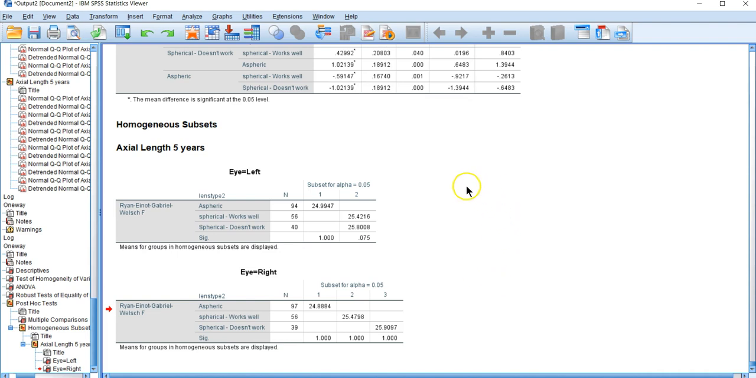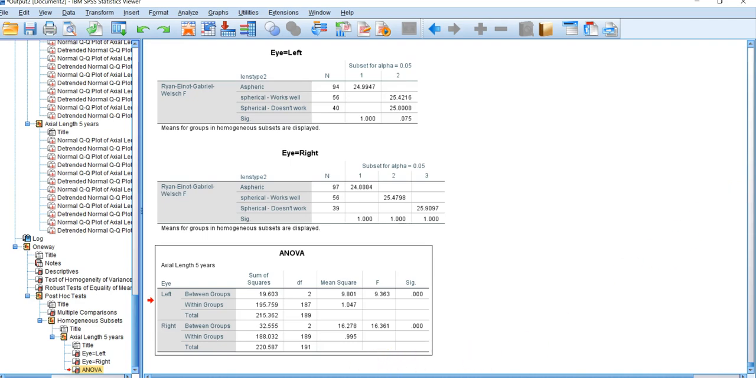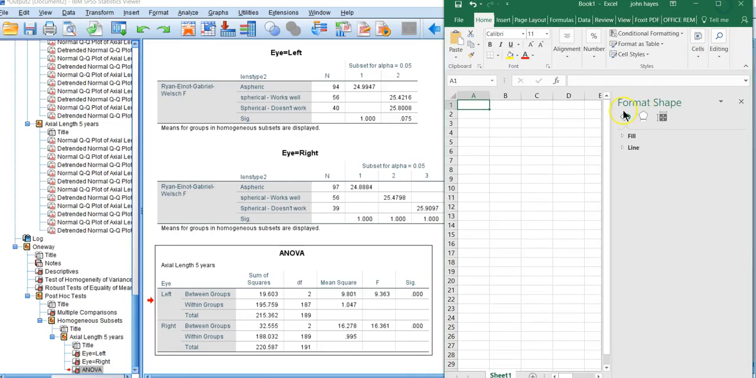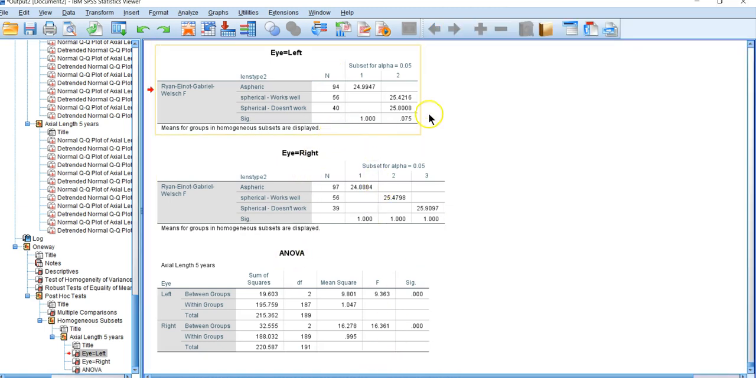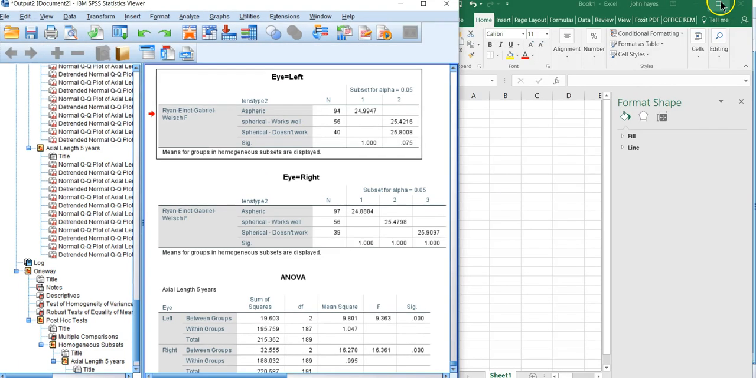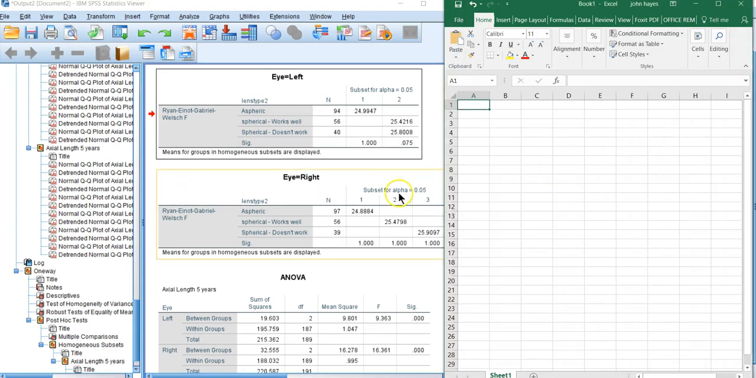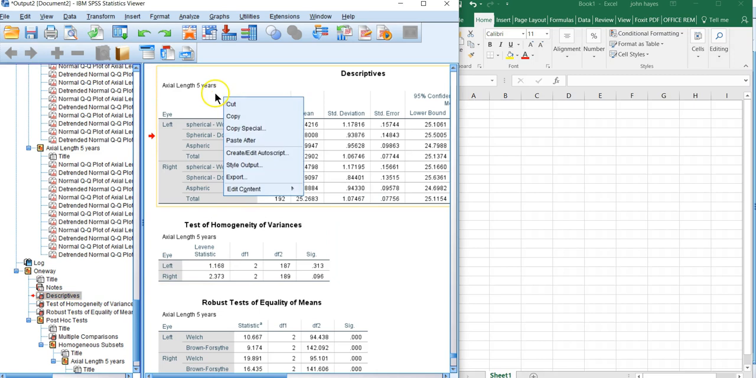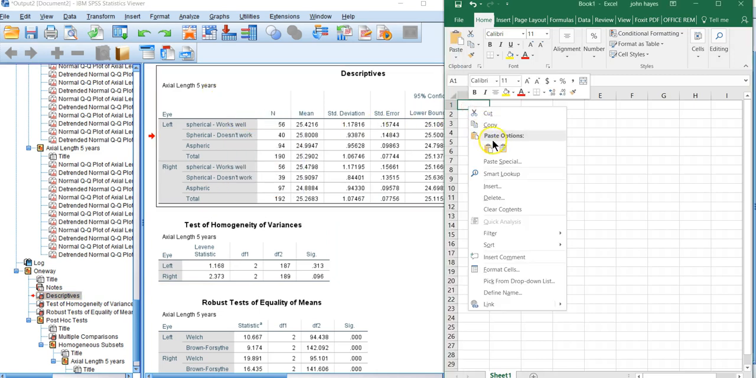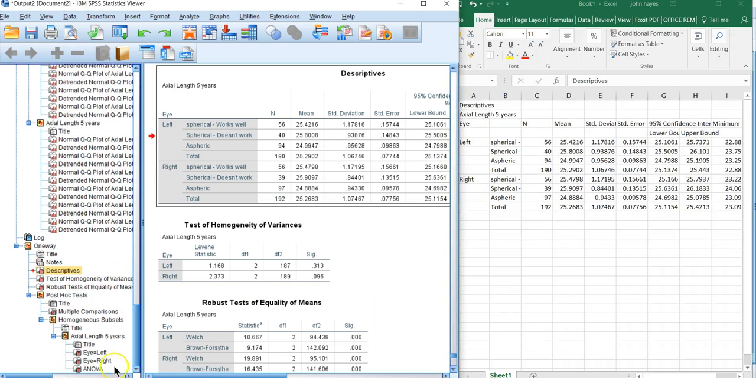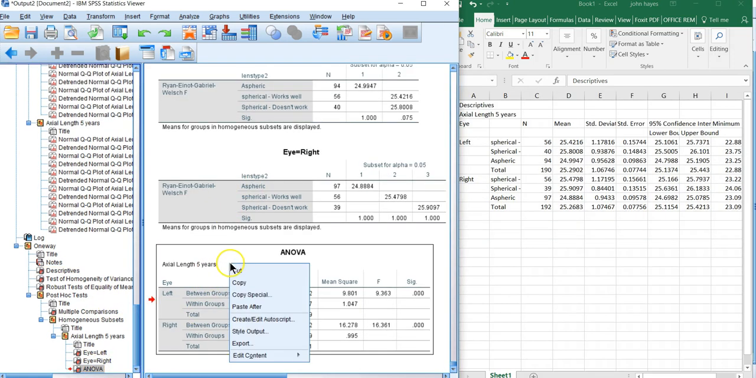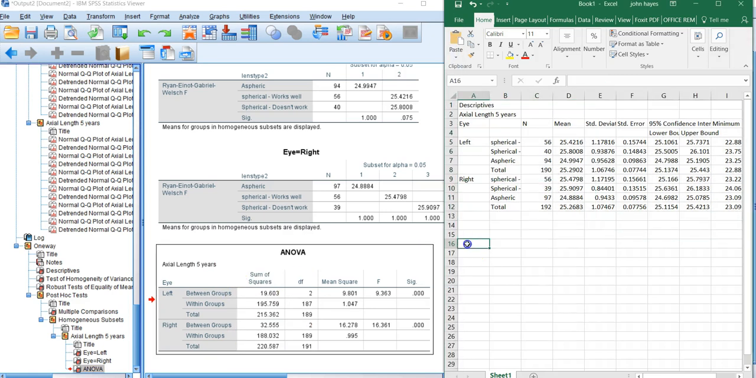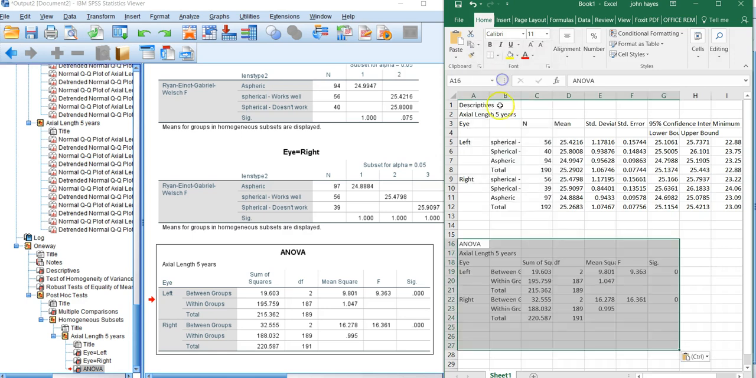Now, if you're going to plot your data, let's open up a spreadsheet. Make that a little smaller. Now we can see both of these on the same page. Let's copy the means over. So we have our descriptives. Copy. Let's get some information about the ANOVA. This is also a good way of saving your output. I usually put this output on the same spreadsheet that contains the data. I think that's all we're going to need for now.